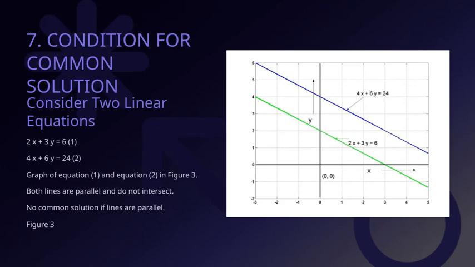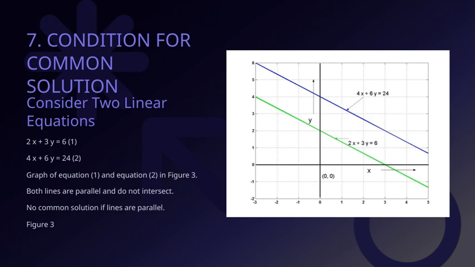Let's take a closer look at Figure 3. As you can see, when lines are parallel, there is no common solution. That means they do not intersect at any point. Both lines in this graph are parallel, which confirms that they do not meet. Now the equations shown here are equation 2, which is 4x plus 6y equals 24, and equation 1, which is 2x plus 3y equals 6. Notice how these lines are graphed based on these equations.